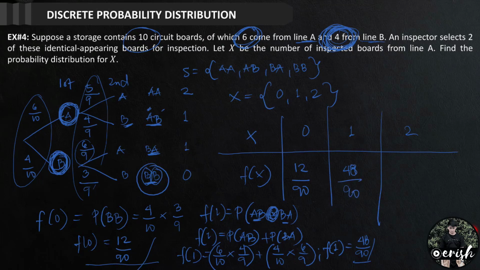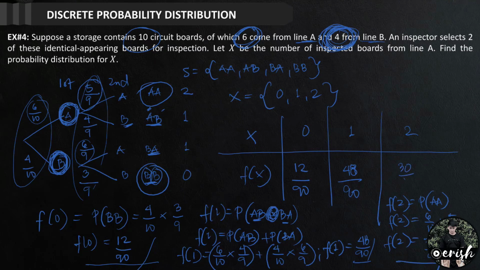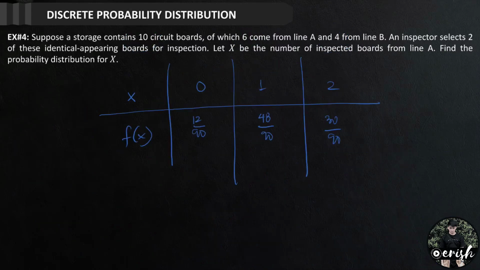That is what we put for f of 1, 48 over 90. For f of 2, we have the probability of A and A. F of 2 is 6 over 10 times another A, 5 over 9. So f of 2 is equal to 30 over 90. Now this is our probability distribution for example number 4. We can still simplify: 12 over 90 is equal to 2 over 15, 48 over 90 is equal to 8 over 15, and 30 over 90 is equal to 1 over 3.